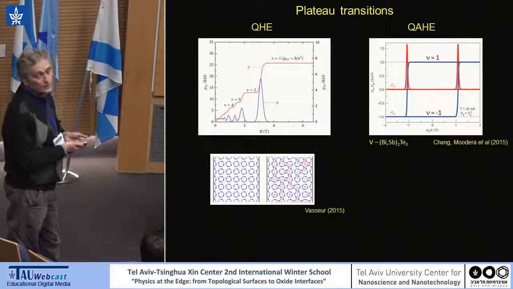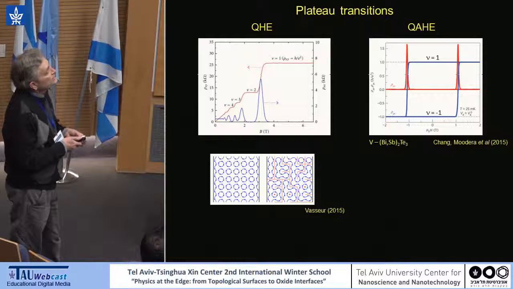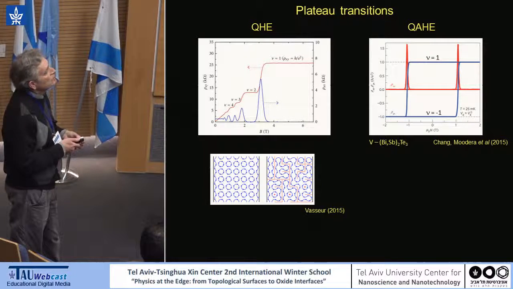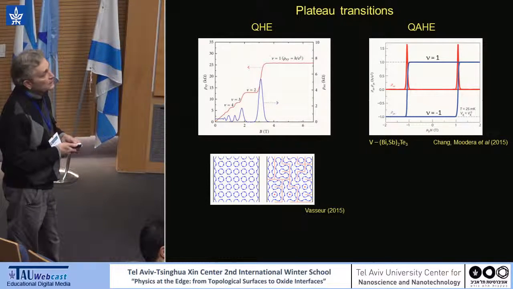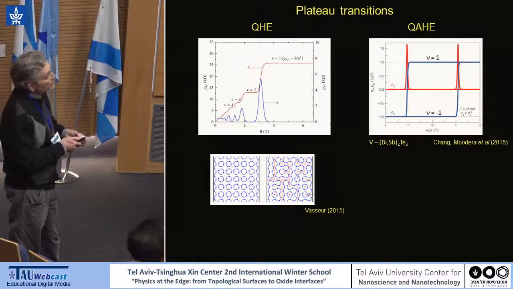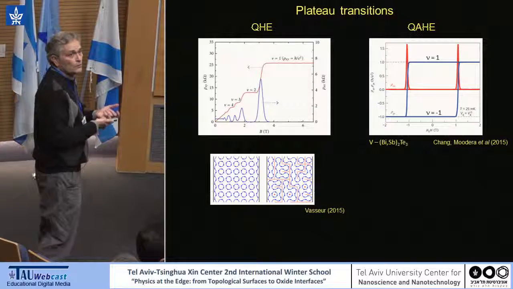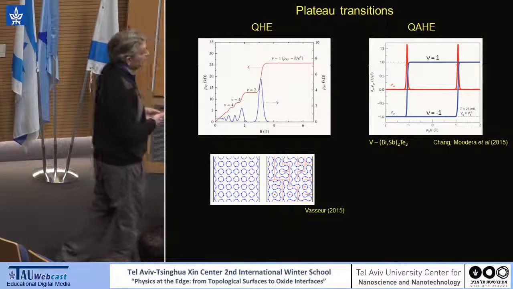Here, in this case, we have no Landau levels. Essentially, nothing happens to the electronic state to first approximation as you change the magnetic field. And the reason that you have this plateau transition here is because this is the coercive field of your magnetic system.